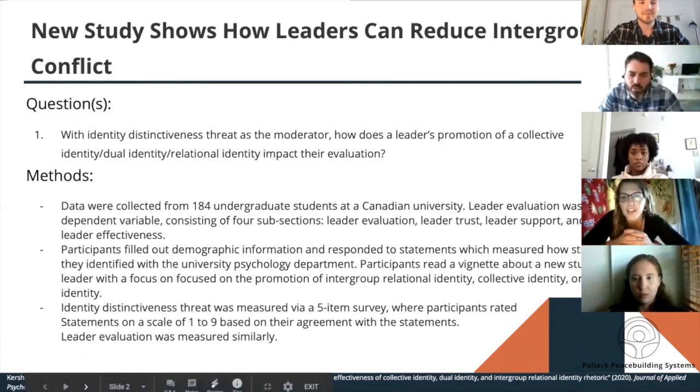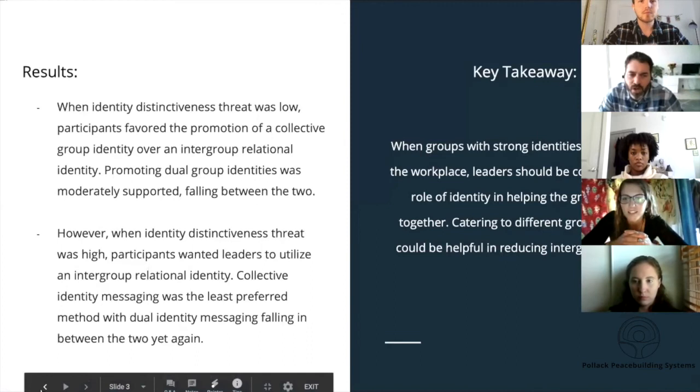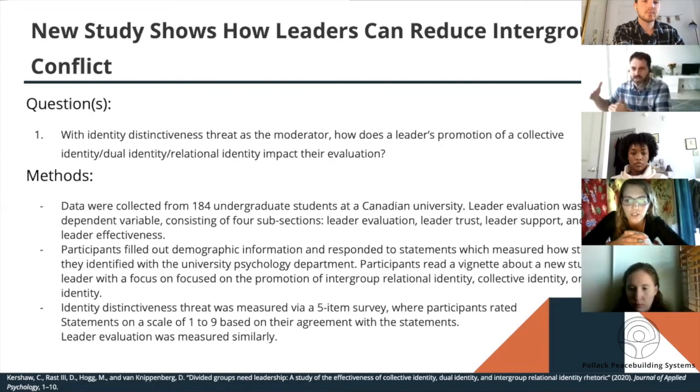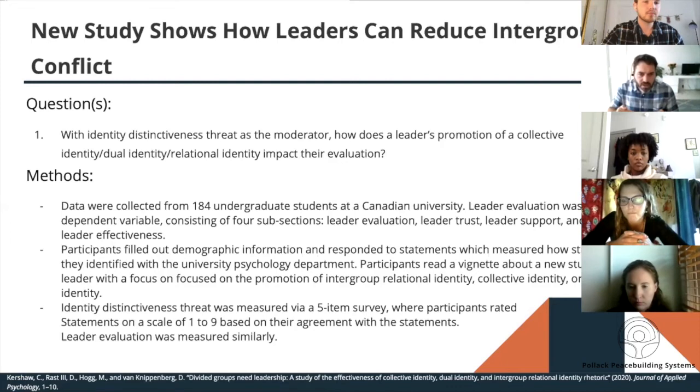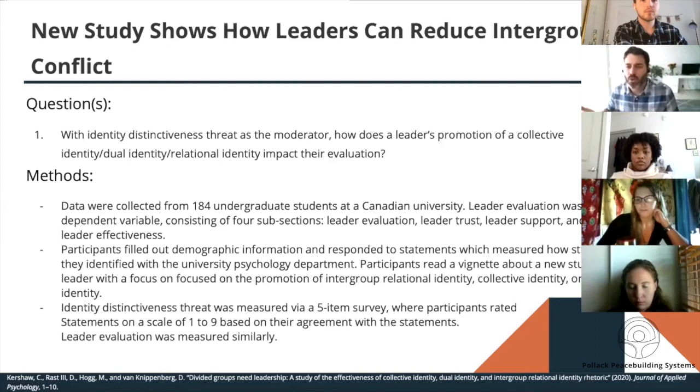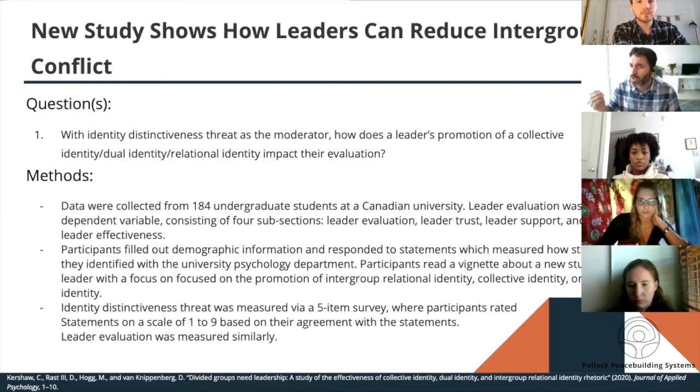Okay, and then really quick, in terms of the methodology, they fill out information and respond to an identification measure, how closely they identify as a psychology department student, and then they read this vignette. Then they fill out a survey to evaluate this leader, and also a survey that measures their level of identity threat. Is that correct? Yep.